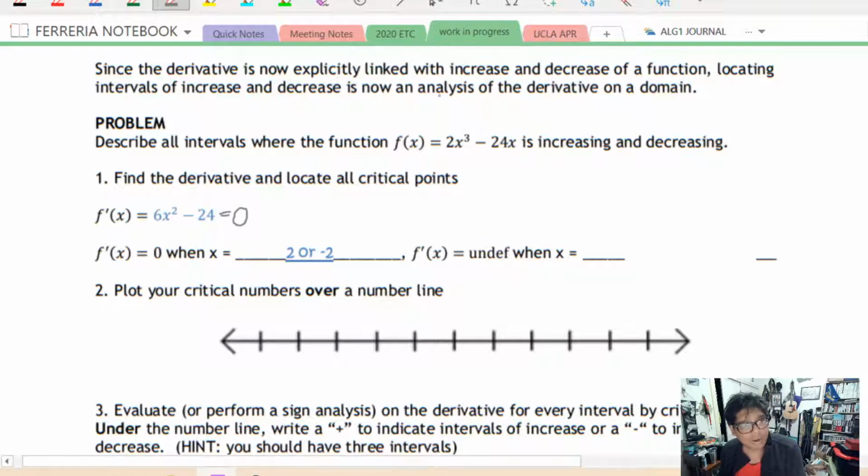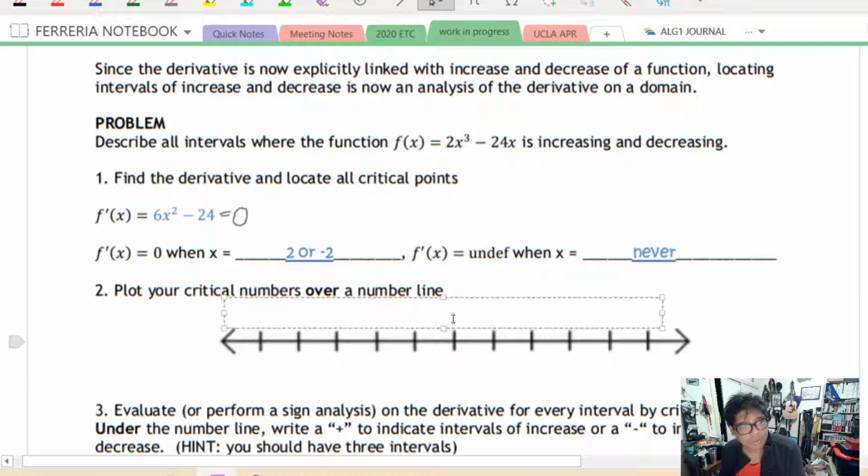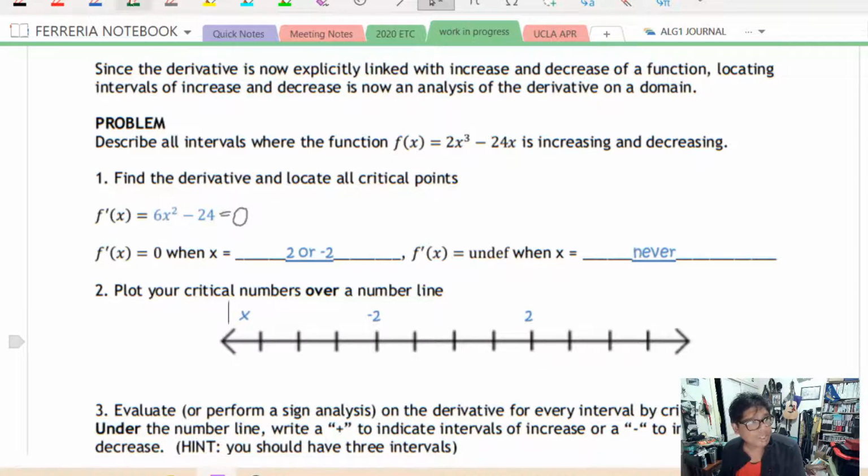So, second part of this, the part that a lot of students forget, is when is this derivative undefined? Well, this derivative doesn't have a denominator, so really it's never undefined. So what we're going to do is take the critical numbers and plot them over a number line. On top of the number line, we're going to find negative 2 here, positive 2 here. We could probably put a 0 here just to make us feel like we have a center, although it's not really necessary.